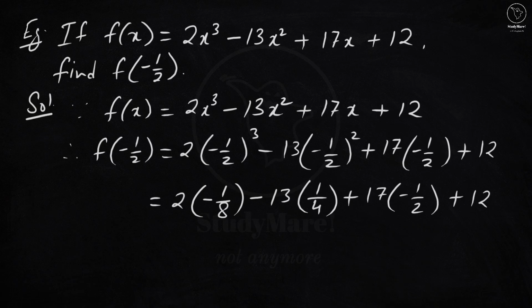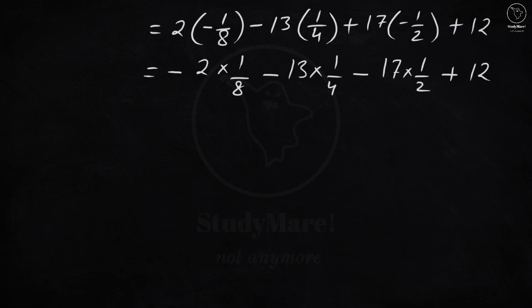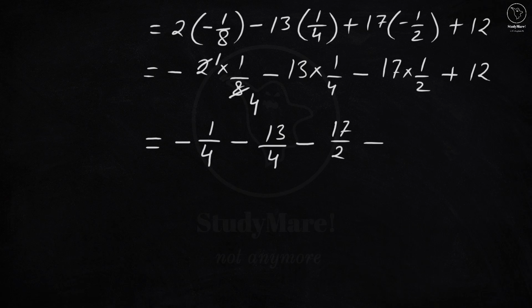Solving it further, we get minus 2 into 1 by 8 minus 13 into 1 by 4 minus 17 into 1 by 2 plus 12. In the first term, 2 cancels out 8; 2 ones are 2 and 2 fours are 8. Now, in the next step we get minus 1 by 4 minus 13 into 1 is 13 upon 4 minus 17 into 1 is 17 upon 2 plus 12. 12 can also be written as 12 upon 1.